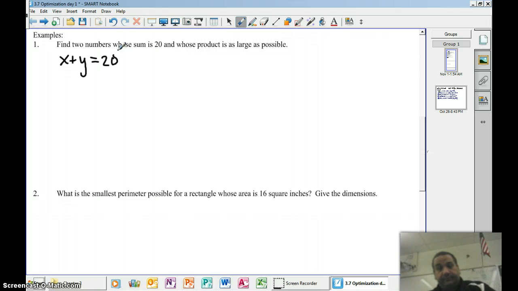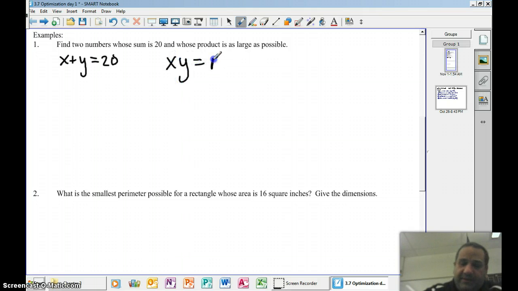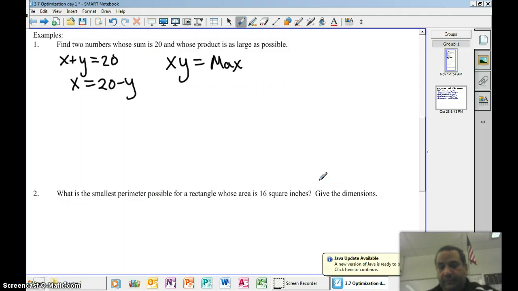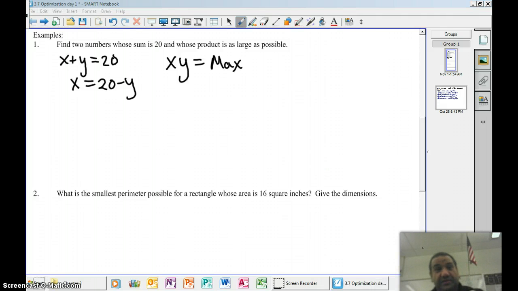Nice, nice. Now, the product is as large as possible. I don't like that the camera may not see me, so I'll come over here. Here it is. Product is as large as possible, so that means X times Y has to be some type of max. The Marashio version says one equation, put it in terms of one variable.